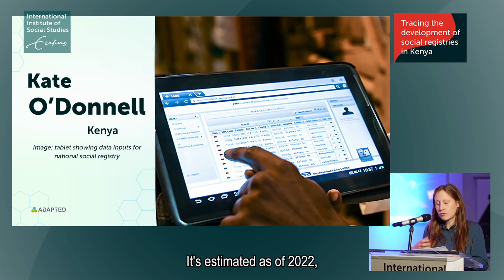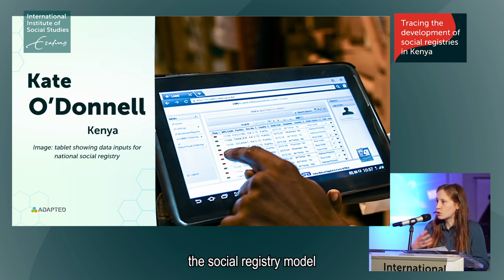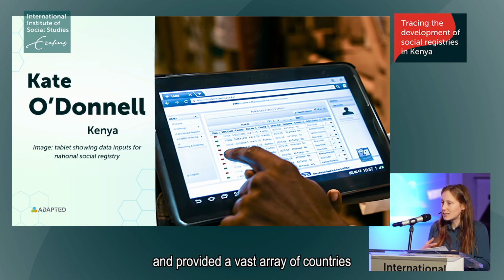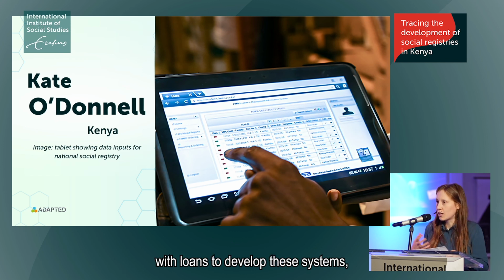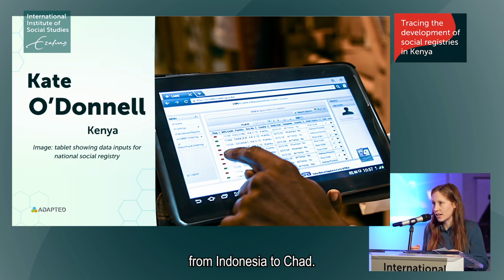It's estimated as of 2022, about 60 countries worldwide use a social registry to allocate social policy provision. The World Bank has really codified the social registry model and provided a vast array of countries with loans to develop these systems, from Ecuador to Pakistan, from Indonesia to Chad.